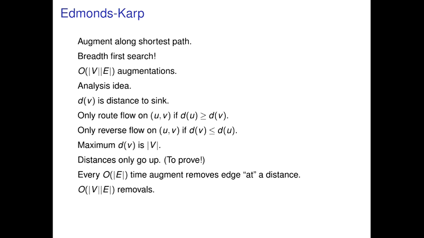It may be used later at a higher distance, but at this distance it can't be used again; it can only be used at higher distances. So the total number of times you saturate an edge, or use all the capacity in an edge, is V times E. Each of those V times E edge removals corresponds to a path, which takes order E time. So that's the bound.